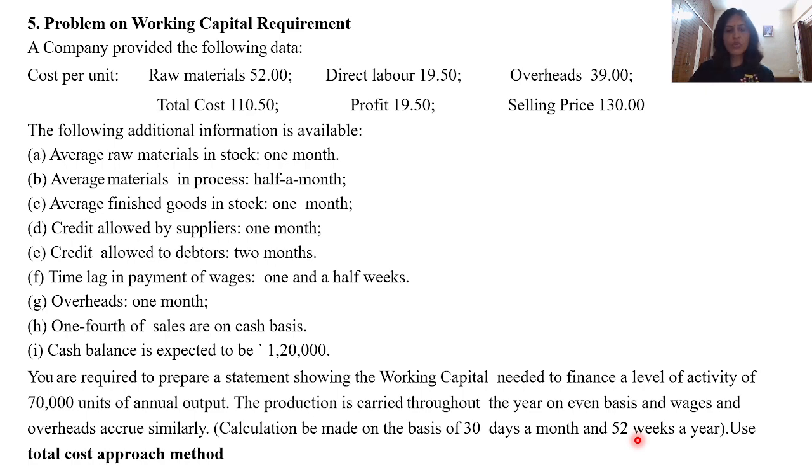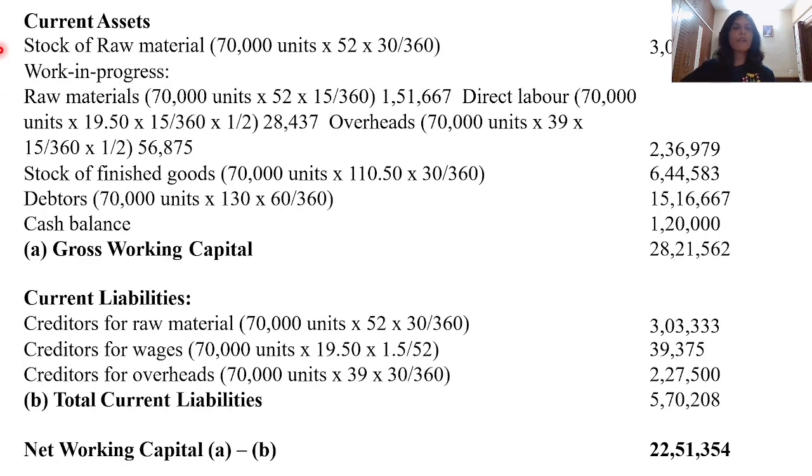Now let me show you how we are going to calculate it. First, current assets. All the items of 5 items will come. Your raw material. Then your work in progress. All these are the work in progress items. Then stock of finished goods, debtors and cash. So that means we are going to have these 5 items. Then we are going to have our current liabilities. Out of your current assets, when you reduce current liabilities, it becomes your net working capital.